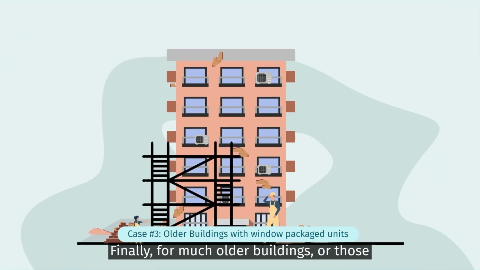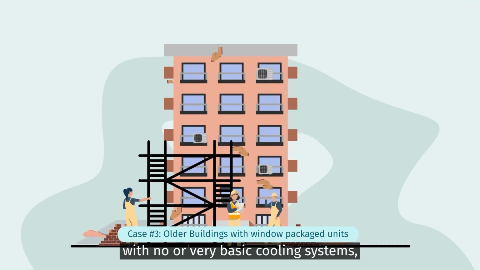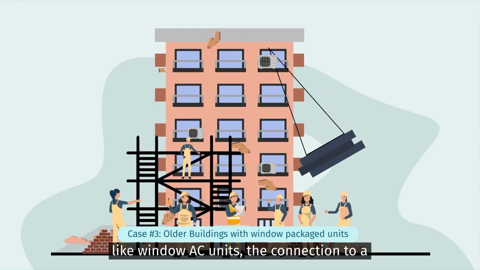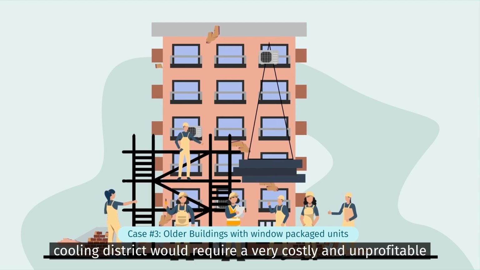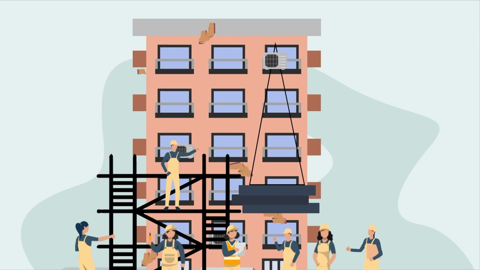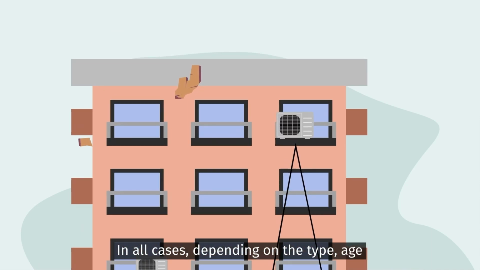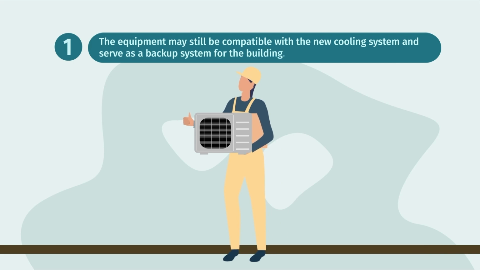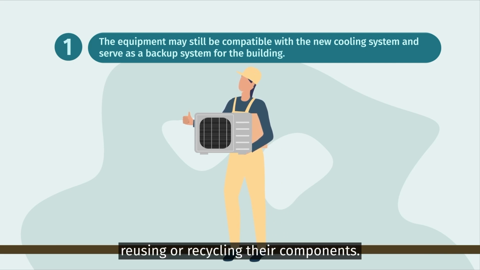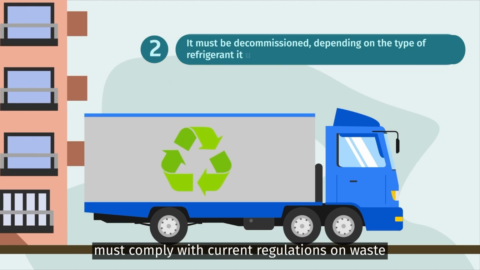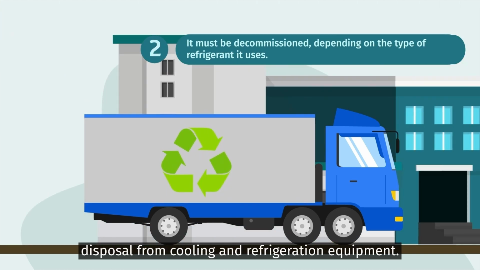Finally, for much older buildings, or those with no or very basic cooling systems, like window AC units, the connection to a cooling district would require a very costly and unprofitable level of intervention. In all cases, depending on the type, age, and deterioration state of the equipment to be replaced, there are different options for reusing or recycling their components. Keep in mind that any use or destination must comply with current regulations on waste disposal from cooling and refrigeration equipment.